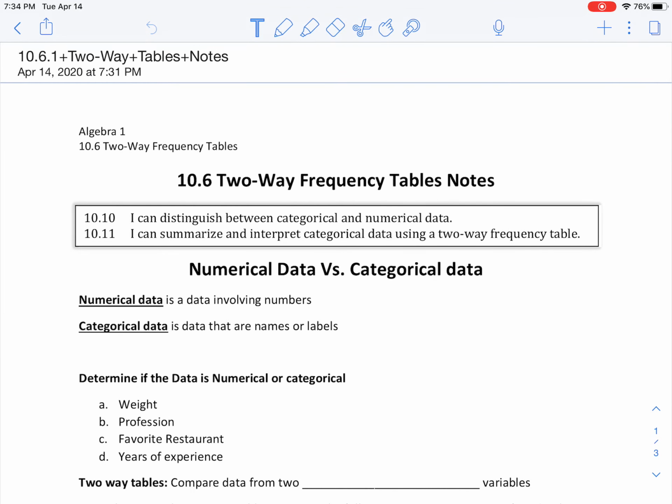Hey, what's up, everybody? Today is Wednesday, April 15th, and today we're going to look at two-way tables. Not frequency tables, but just regular tables. We got a couple learning targets here for us.